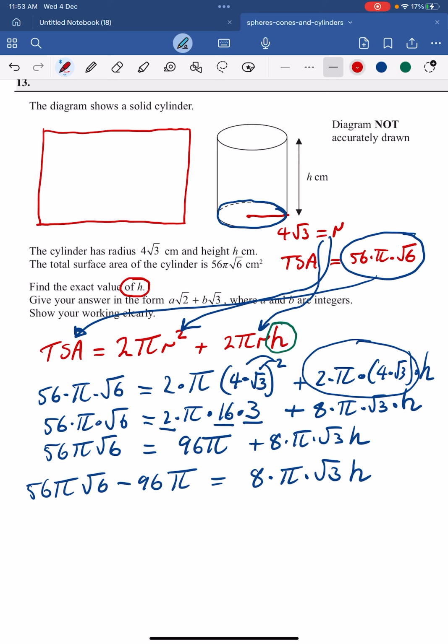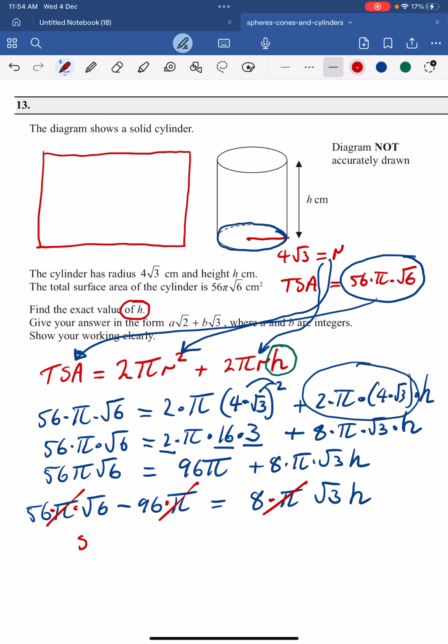And now on the left-hand side, do you know what I think I can do? Can you see that pi is common to all the terms? So I can actually divide through by pi, divide through by pi, divide through by pi. So here we divide through by pi, and on this side, 56 √6 minus 96 equals 8 times √3 times h. Divide by 8 √3, so we're going to get 56 √6 minus 96 divided by 8 √3.